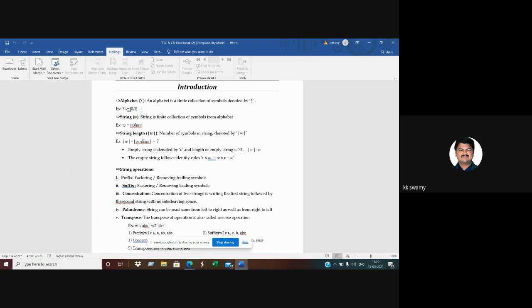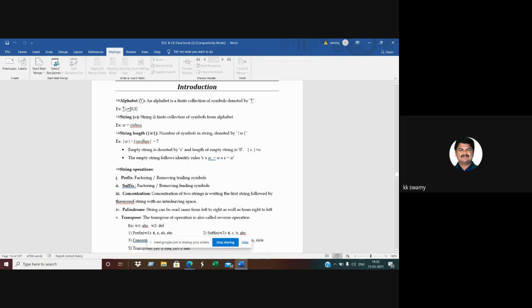And next is the combination of alphabets, the collection of alphabets. The collection of alphabets is called a string or word. The number of symbols in the string is denoted by W.